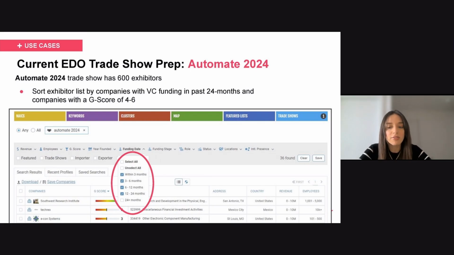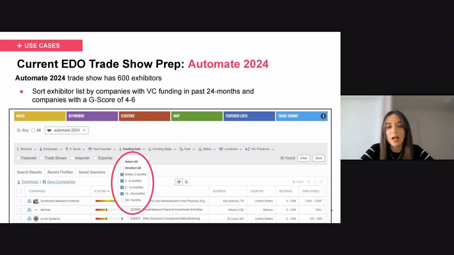So by applying the VC funding filter, I narrowed this list down to 36 companies. So that's 36 out of the 600 companies. When you go into each company that has received funding, on the company profile, you'll be able to see information like how much funding they've received, when the last time they received funding was, the total funding, what type of funding, was it pre-seed, was it Series D funding, and who the investors are. And we're updating our funding data regularly through Crunchbase, so it's always up to date and you could always see who has received that funding recently.